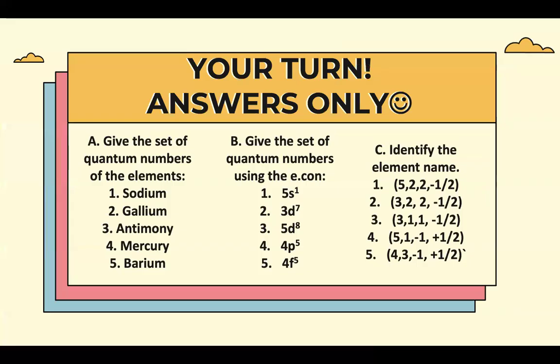Okay. Now it's your turn. You can answer the following questions. So give the set of quantum numbers for each of the following. You can use any method, but you can also double check using the long method of using electron configuration and the shorthand notation and the orbital diagram.